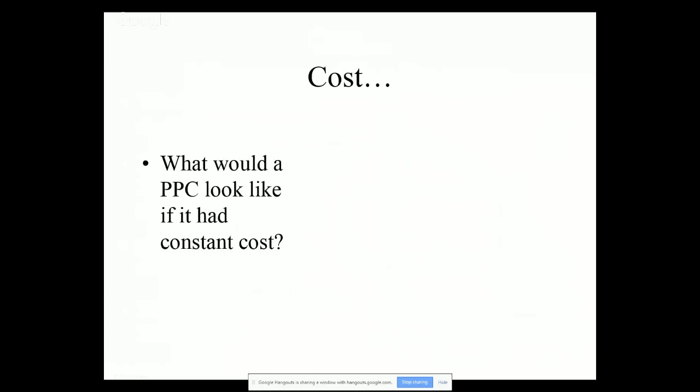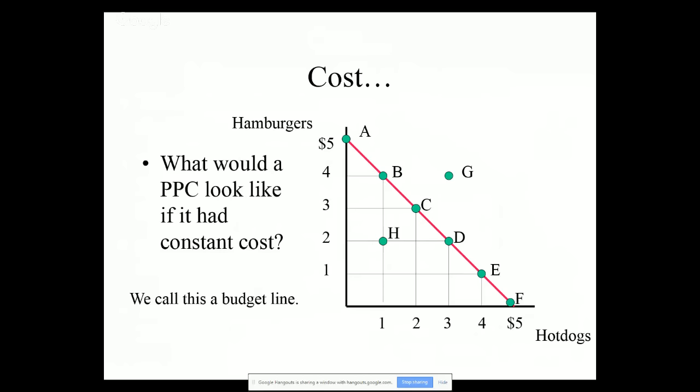So what would a production possibility curve look like if it had a constant cost? An increasing cost looks like a bow. It has a bowed out shape. So what would a constant cost have? It has a straight line. This is called a budget line or a straight line constant cost production possibility curve. And every time as we go from A to B, we gave up 1. Went from B to C, we gave up 1. We went from C to D, we gave up 1. Every time we give up the same amount. So it is a constant cost curve. It gives us a straight line.